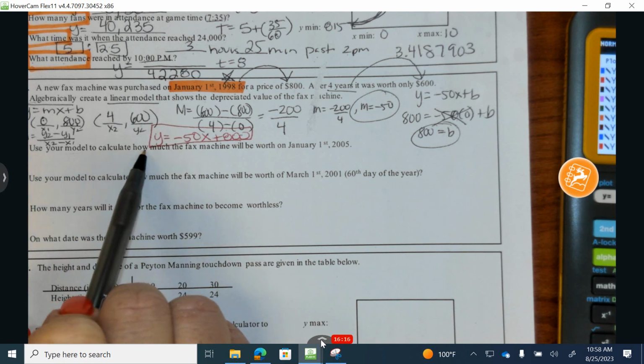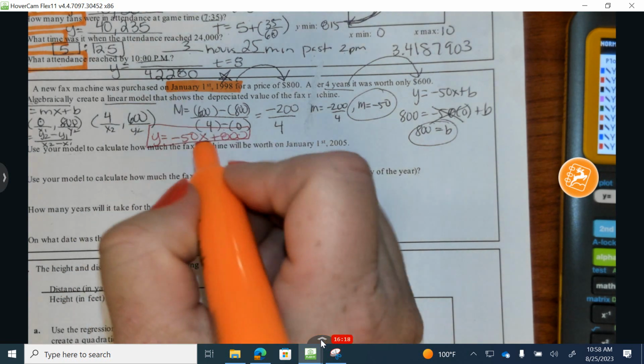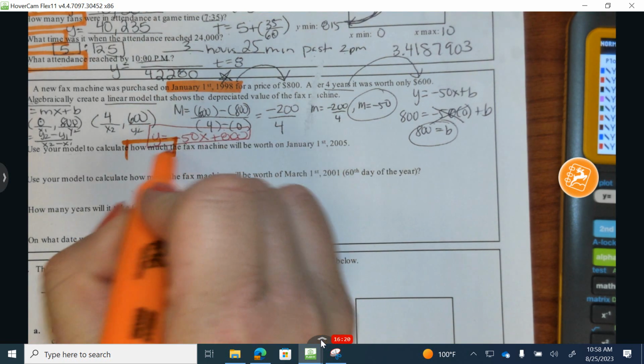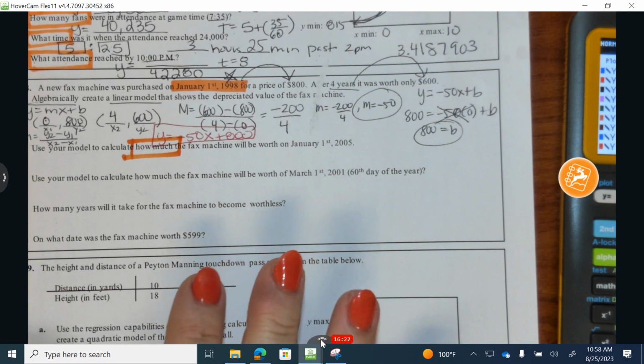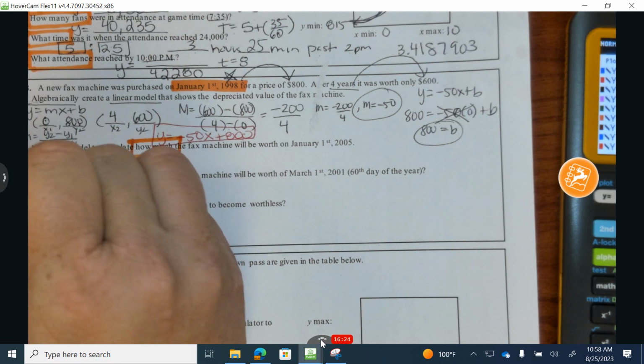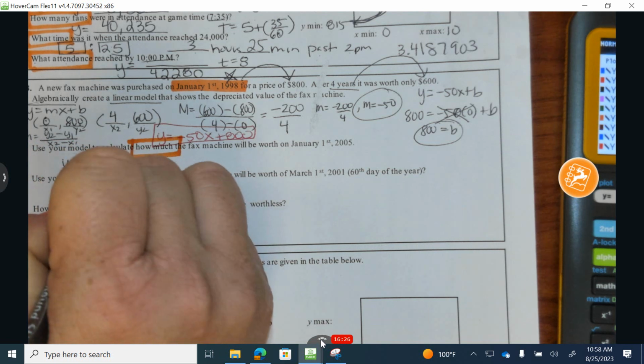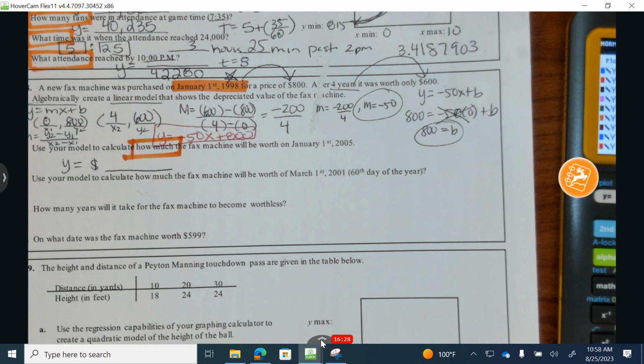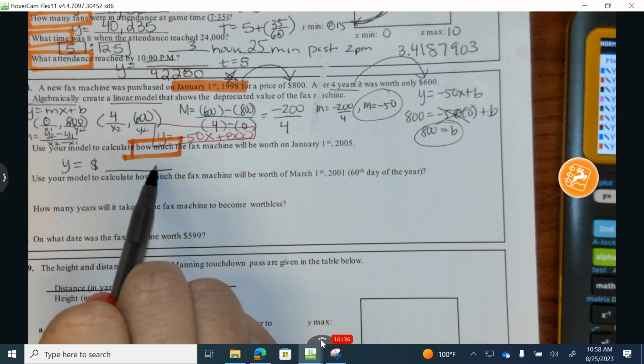Use the model to calculate, and I'm going to grab this, how much. So when they say how much, they're talking about a value. They're talking about a y value. And the y value is going to be in terms of money. So when I do give an answer, I can give it something like this. I'm going to make this up. $250.30, right? I can round to the nearest hundredth with money.